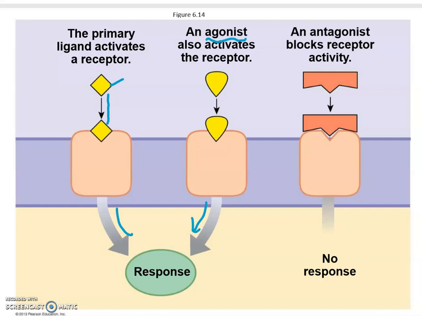An antagonist is basically a blocker, so it will compete with the natural ligand or an agonist for the same binding site, but it does not lead to the response, no response. So it blocks the activity here of this receptor, and that would be an antagonist.